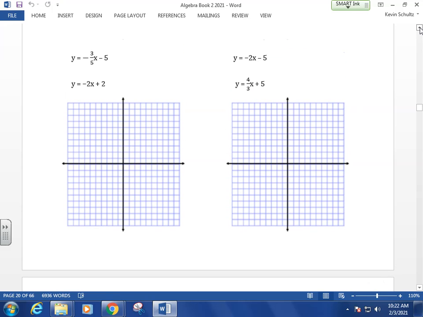All right, so y equals negative 3/5 x minus 5. We will do this one in red. So we're going to plot our y-intercept point down at negative 5. And from that point, down 3, right 5. I can't get another point by going to the right. So what's the same as going down 3 and over 5?